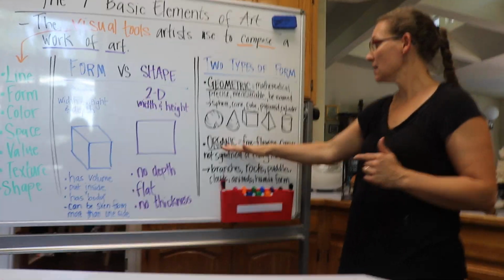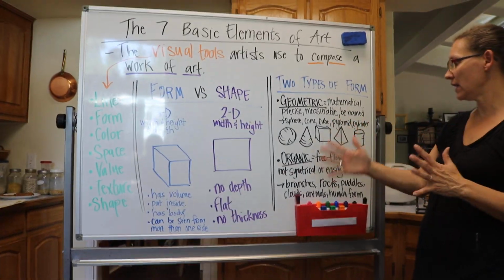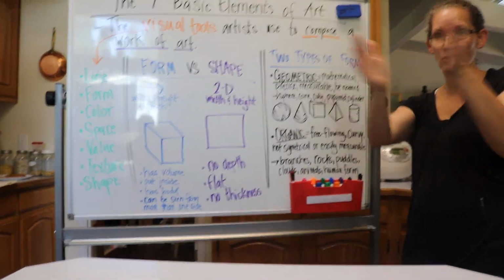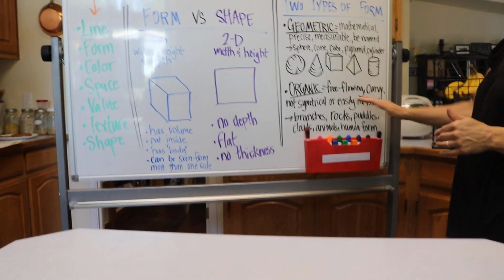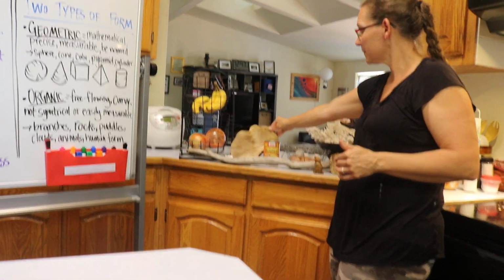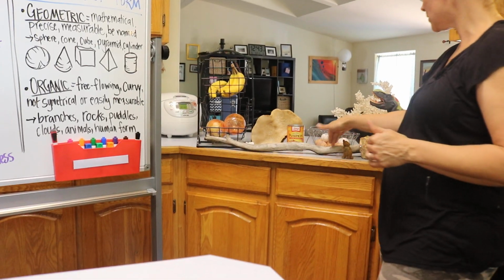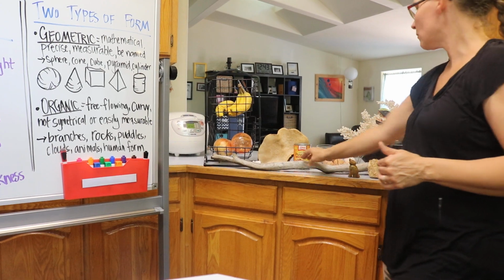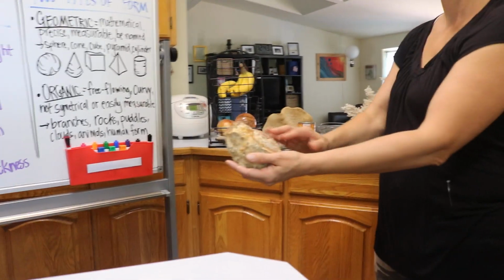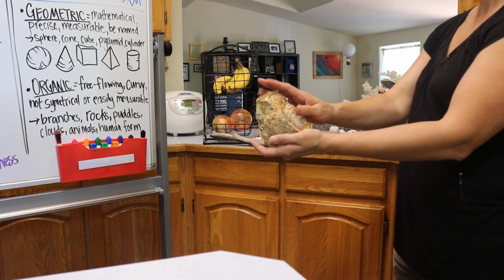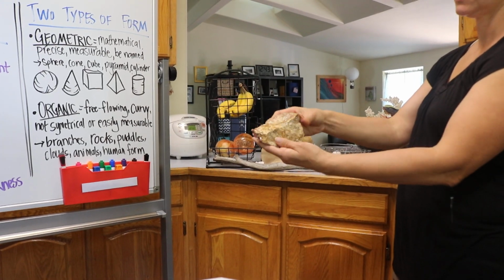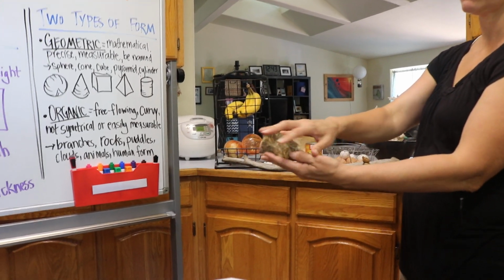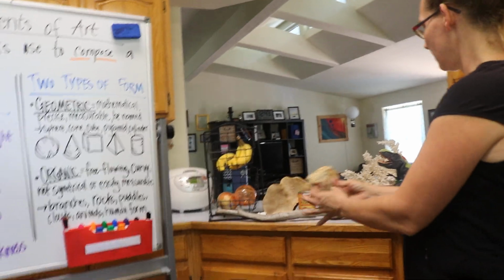Organic forms are free-flowing, they're curvy, they're not symmetrical, they're not the same on one side as the other, and they're not easily measured. So examples of that would be this mushroom here, this branch. It's an organic form. Rocks. It is not symmetrical. You can't really measure it unless you were to use a very special high-tech device to measure this.